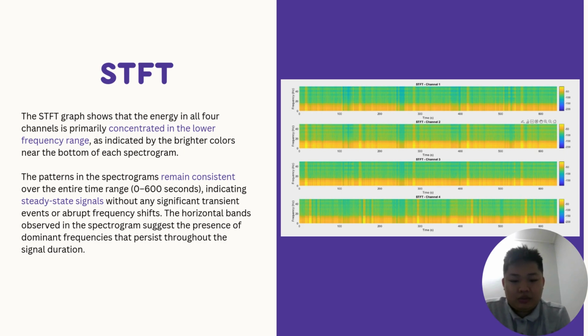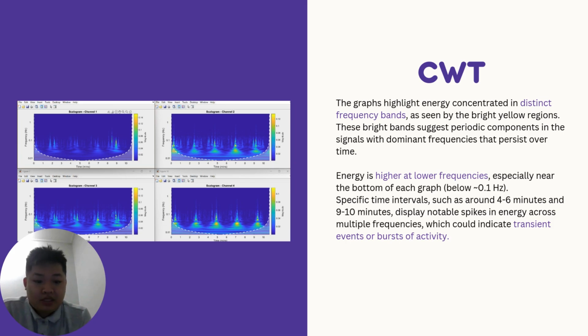You can see that it has a quite regular pattern, similar to the EMG signals. When coming towards the CWT, first of all, you can see this also has four channels. This is actually a bit the same as STFT: it also shows that the energy is higher at lower frequency, especially below 0.1 hertz. And at specific time intervals such as 4 until 6 minutes and also 9 until 10 minutes, notable spikes can be observed. This indicates a burst of activity of the signals.